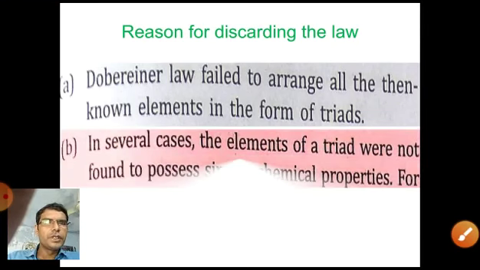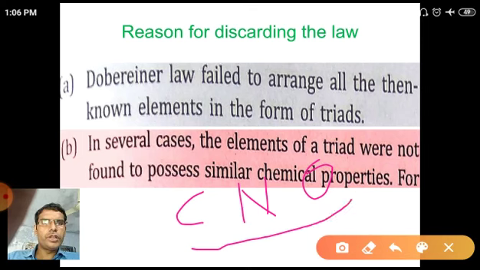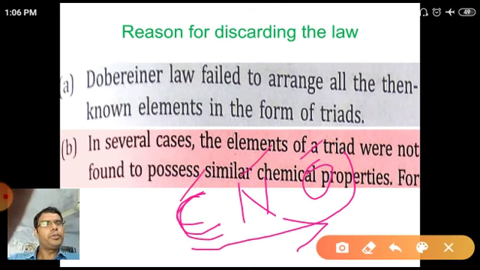Next, in several cases, the elements of a triad were not found to possess similar chemical properties. Suppose we arrange carbon, nitrogen and oxygen according to the increasing order of their atomic mass. These elements have different chemical and physical properties from each other. Carbon is present in solid form. Nitrogen is present in gaseous form. Oxygen is present in gaseous form in the atmosphere.